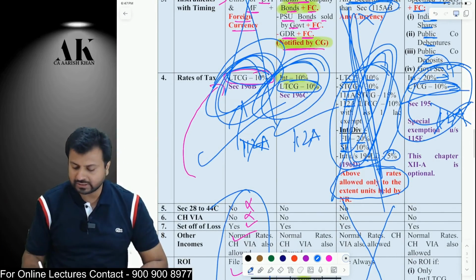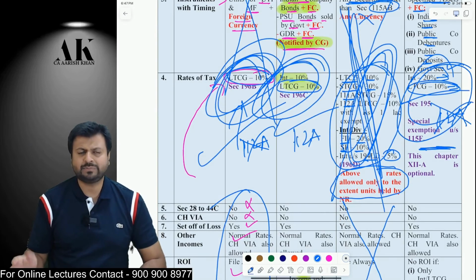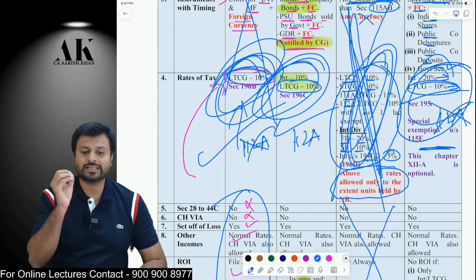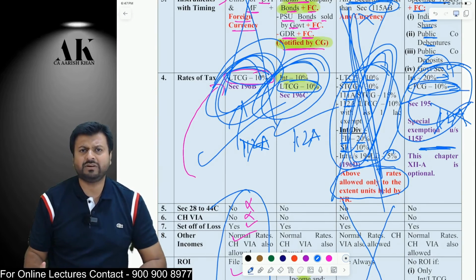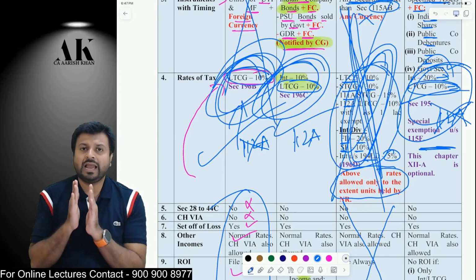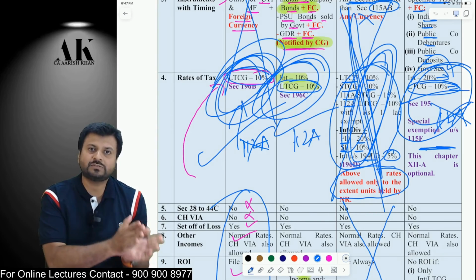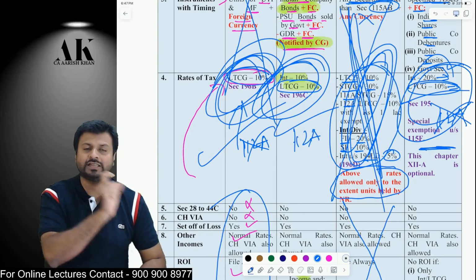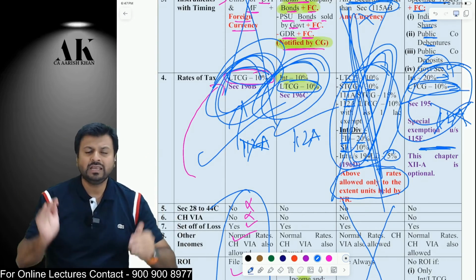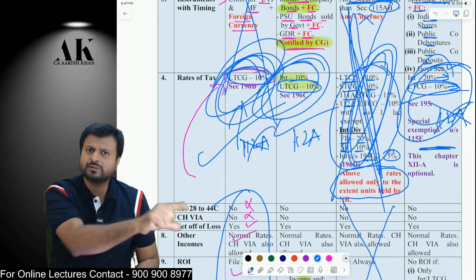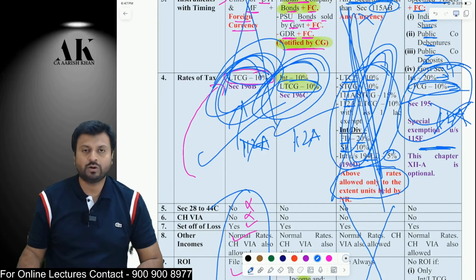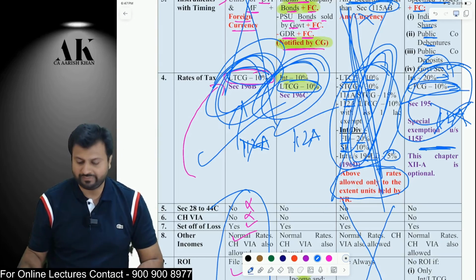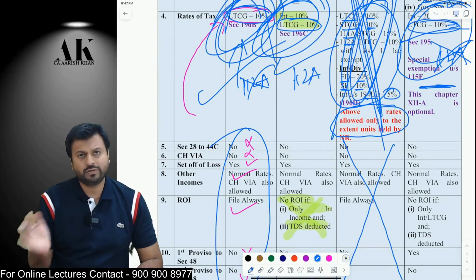Now, one of the biggest advantages of coming to this section, since this chapter is optional, 115C2I, chapter 12A, is that you get an exemption under 115F. What is exemption under 115F? If there is a long-term capital gain and you want to exempt it, within 6 months of the date of transfer you have to reinvest in the specified assets. If you reinvest the net consideration in the specified asset, then your capital gains will be exempt. If you invest less than the net consideration, then proportionate capital gains will be exempt, just like 54F. If you want to exempt the entire capital gains, then the entire net consideration has to be invested. Otherwise you will not get full exemption, you will get proportionate exemption.